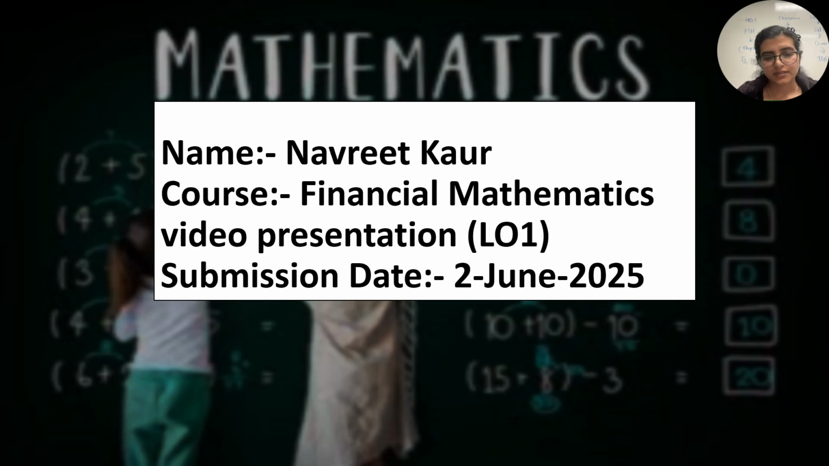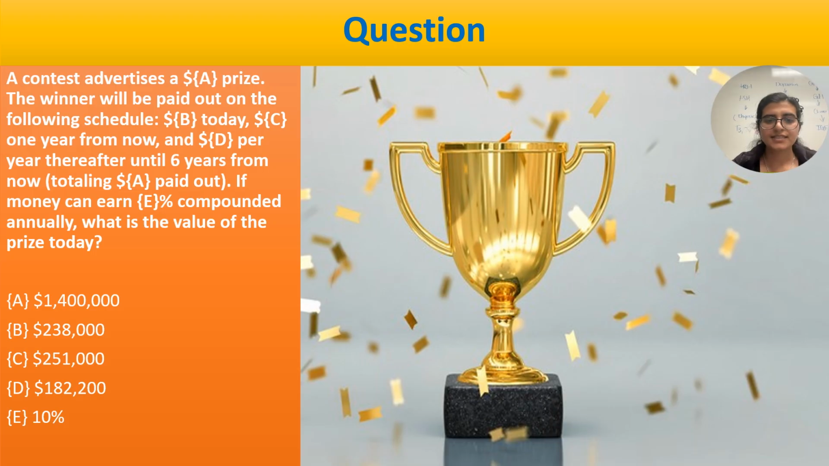Now I'm going to discuss my question scenario. So here is the scenario of my question. This question involves calculating the present value of a contest prize worth $1,400,000, which is paid out over several years instead of as a lump sum. This prize is distributed as $238,000 paid immediately. So that is my year zero.